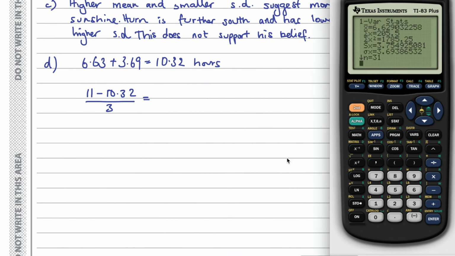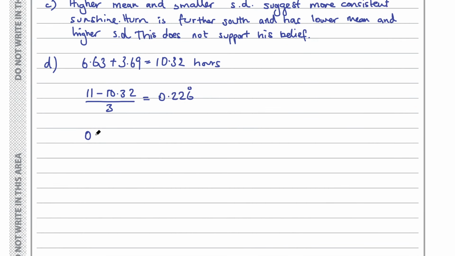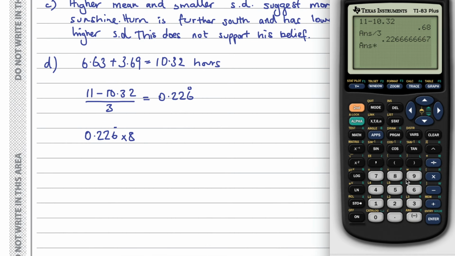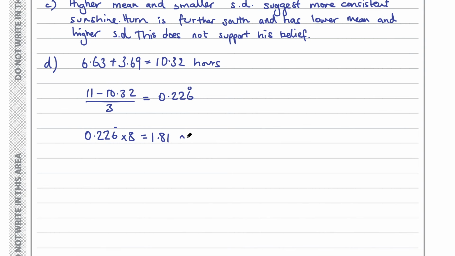So let's quickly put that into a calculator. I'll clear that off. 11, take 10.32, divide by 3, and we get 0.226 recurring. And then multiply by the frequency of that group, or the number of days in total in that group. Multiply that by 8, and we get 1.81, which is approximately 2 days. Okay, so we've got the 5 days above 10.32 hours plus the 2 days within that group. So therefore we can say there'll be about 7 days above one standard deviation. About 7 days, one standard deviation above the mean. And that was part D.